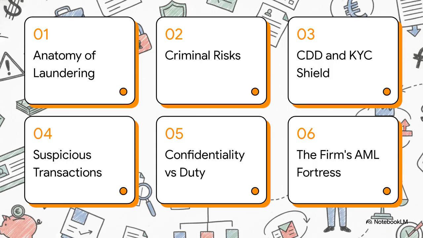We're going to hit 6 key areas: the anatomy of money laundering, the criminal risks for accountants, the CDD and KYC shield, catching suspicious transactions, the tension between confidentiality and the duty to report, and finally, the firm's AML fortress. Let's get right into it.